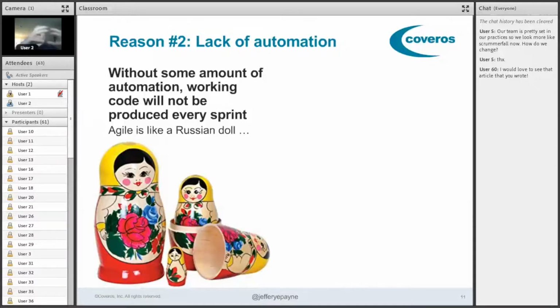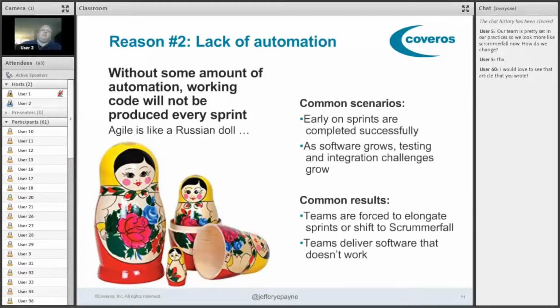It's almost like you're concealing your code in another Russian doll. And eventually, it'll just become too much. You won't be able to manually build and test your code in the sprint and meet your definition of done.